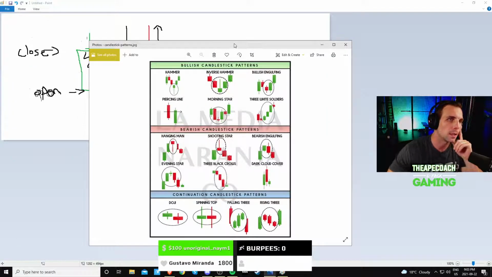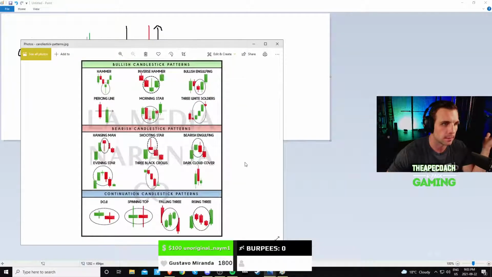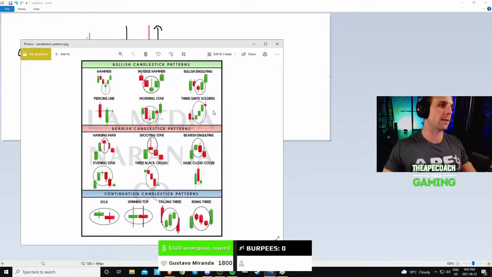There's a whole lot of patterns that you could look into, but there's only a few that I would say are really worth paying attention to. A lot of these things are not really beneficial to me, at least. So one of them is going to be the hammer. So this shows that there was a lot of movement downwards, right?